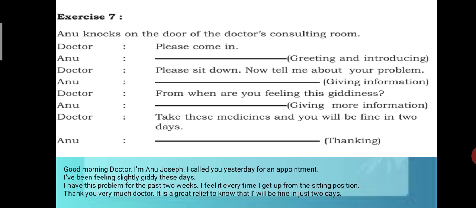Now, exercise number 7. Anu knocks on the door of the doctor's consulting room. Doctor, please come in. So, Anu greets and introduces. So, good morning, doctor. I am Anu Joseph. I called you yesterday for an appointment. Introducing. So, doctor says, please sit down. Now, tell me about your problem. Anu says the problem, that is giving information, since in the following line doctor is asking her about giddiness. So Anu has to explain about giddiness now, otherwise doctor can't ask.